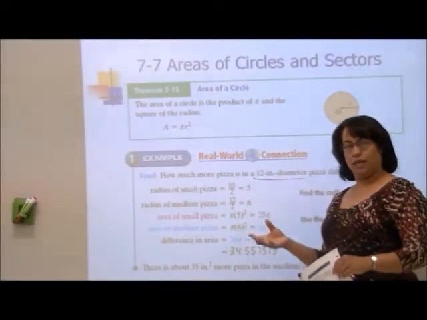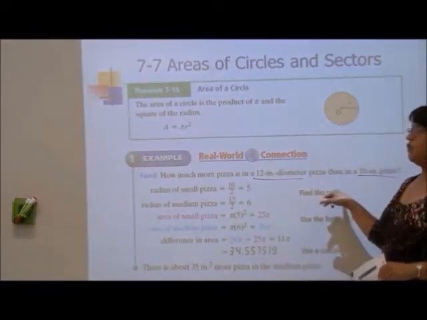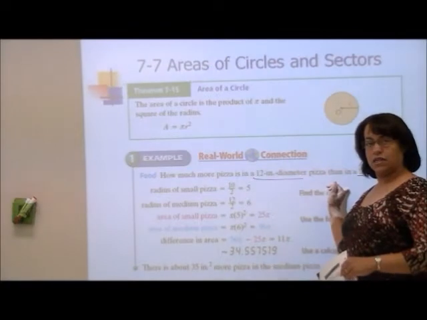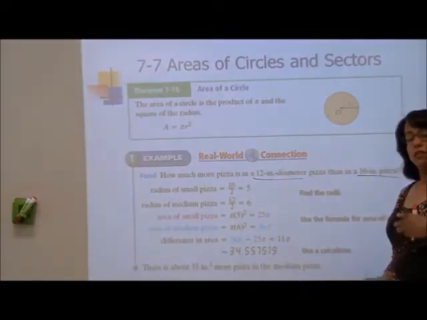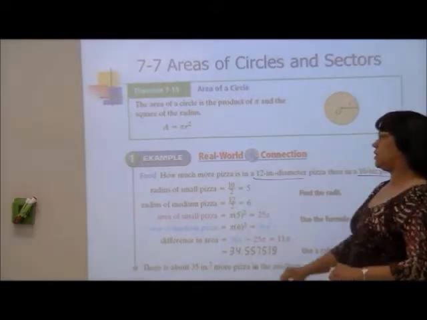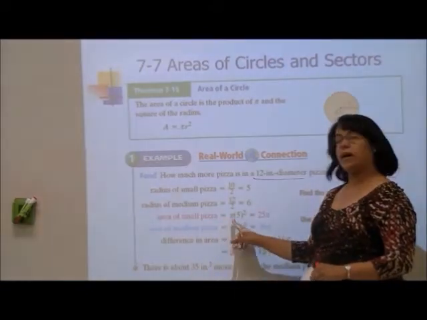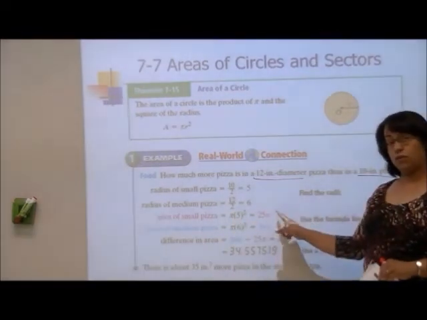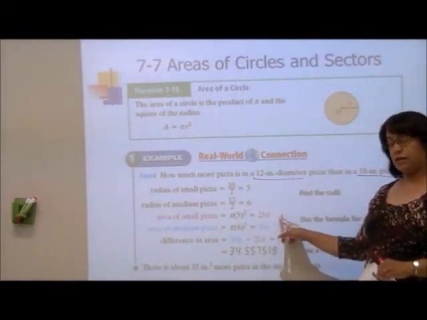So you have to think of a plan. How will I find the difference? Well, the plan is to find the area of each pizza, and then after you find the area of each pizza, you subtract, and that tells you your difference. So here we see the area of the small pizza is pi r squared, where r is 5. You leave your answer in terms of pi, and you get 25 pi.